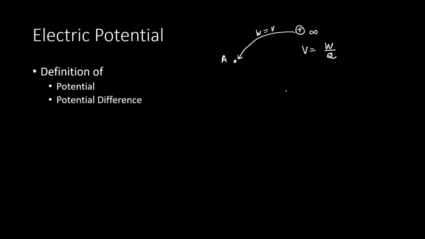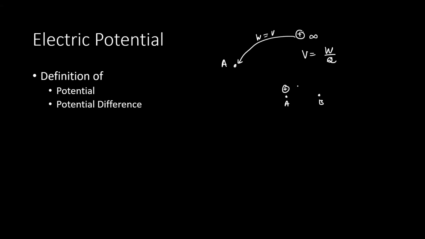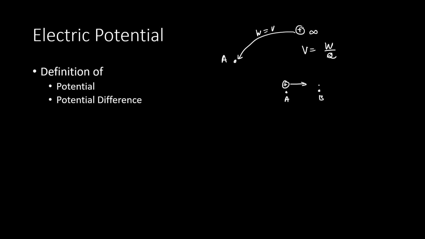Then potential difference. So this is point B, this is point A. There is a charge over here. And if you are taking that charge from A to B, then the work that you do to take that charge is called the potential difference between the 2 points. So this is another definition, potential difference.